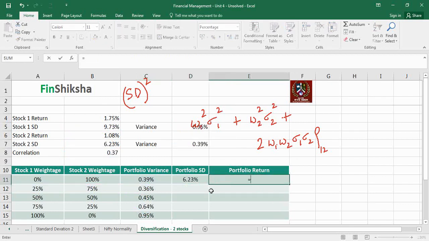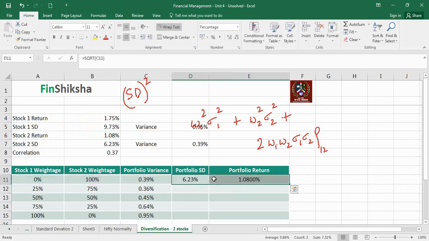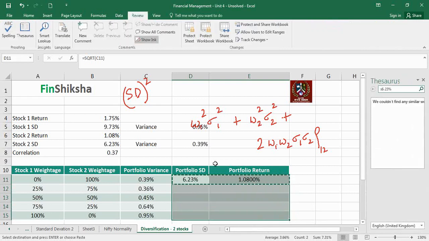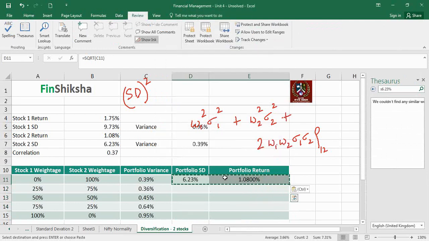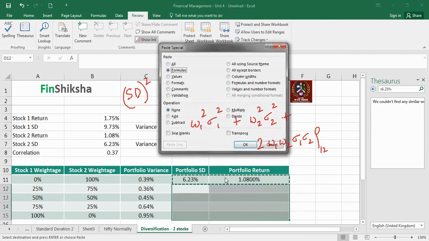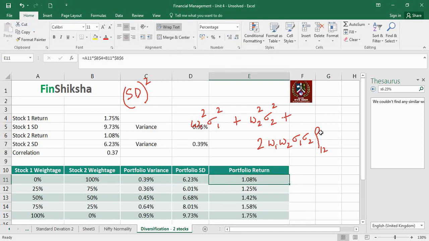And if I calculate the portfolio return, that's going to be 0% multiplied by stock 1 return, freeze that, plus 100% multiplied by stock 2 return, that's this, freeze that, enter. I can copy these, I can drag this down, and I can select this, Control C, and paste it as formulae. Select all this, paste it as formulae. Right, so that gives us the values that we were looking for. Just going to reduce the decimal points here.